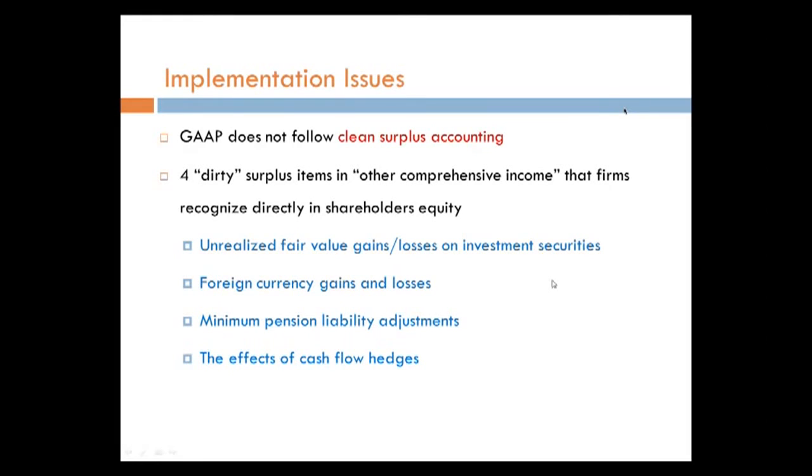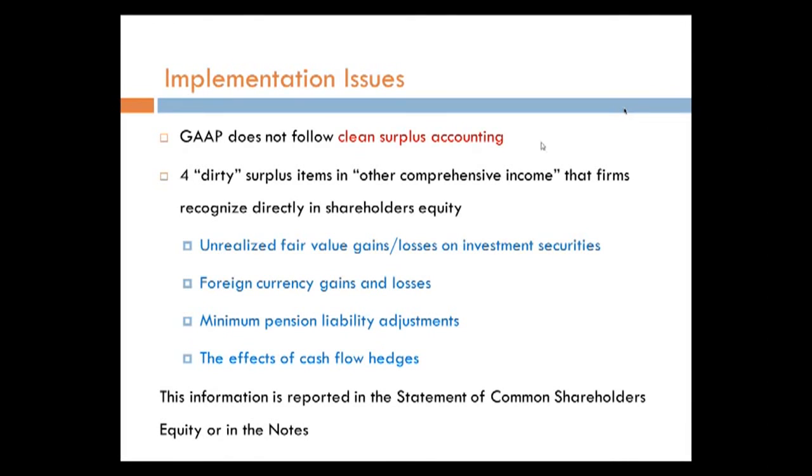So we talk about something called clean surplus accounting. When you look at the other comprehensive income, which is included in net income, you might want to discount certain aspects of it. Unrealized gains and losses on investment securities, that's considered dirty surplus. Foreign exchange gains and losses. Pension liability adjustments and cash flow hedges. And you can find that information as necessary in your notes.